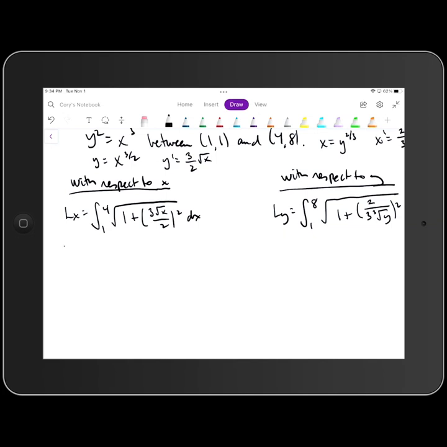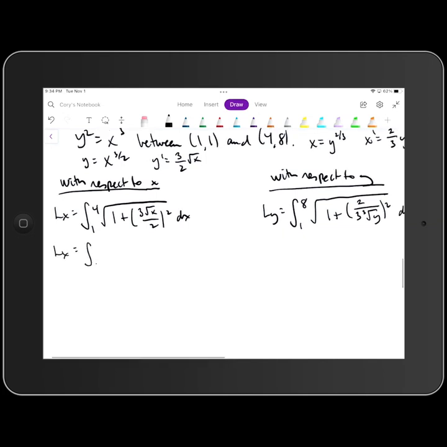So arc length in terms of x, we said was the integral from 1 to 4. And then I'm going to take the square root of 1 plus, when I square 3 rad x over 2, that's going to become 9x over 4, which we're integrating with respect to x. And then to evaluate this integral, we have to do so by using u substitution.